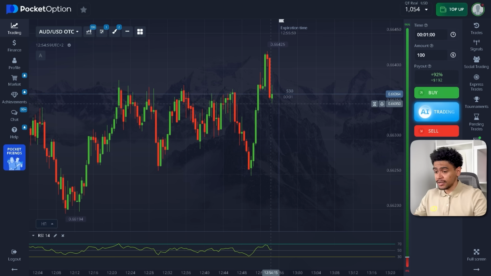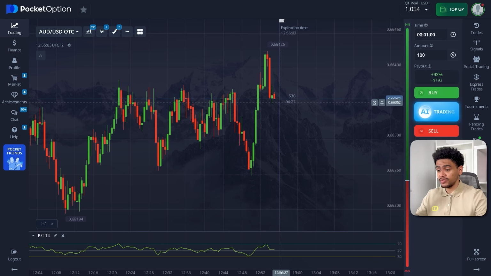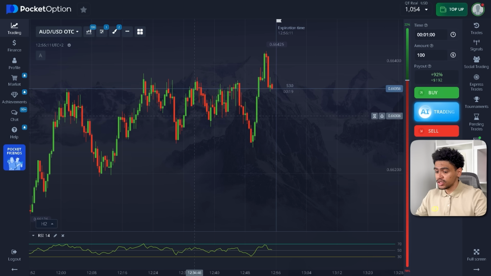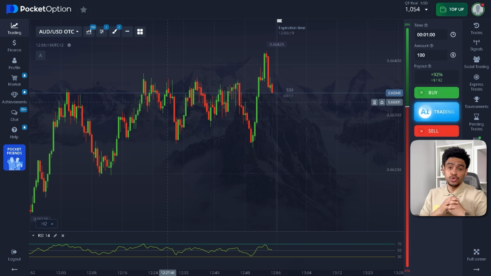Okay, so different time frames are good for different types of trading. So for example, if you want to trade breakouts, if you want to trade strong impulses, it is better to trade on 1 minute time frame. However, if you're looking to take a trade on the reversal, it is better to trade higher time frames because reversals usually take more time to build up. It doesn't happen in a second. Reversals usually take a little bit of time.